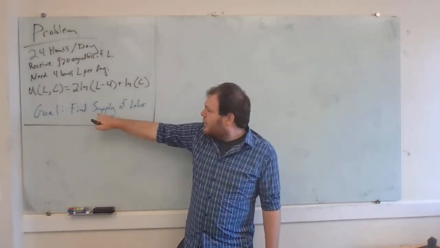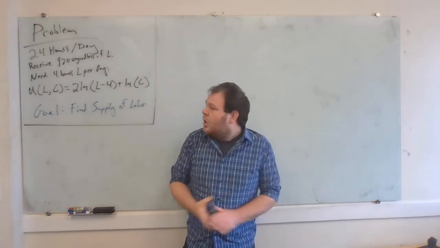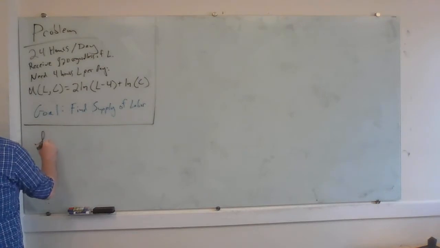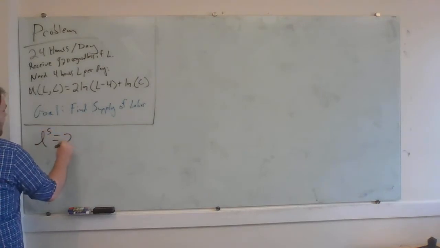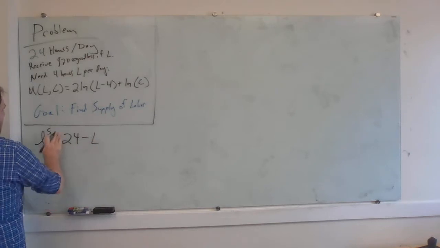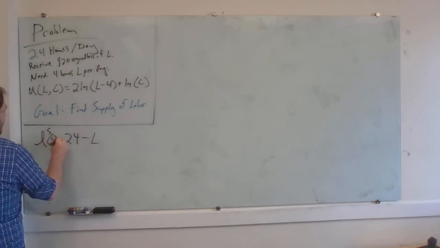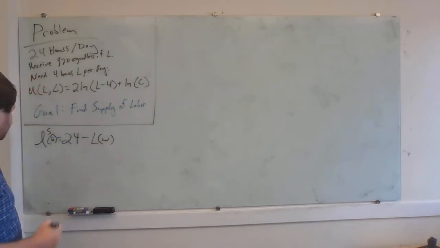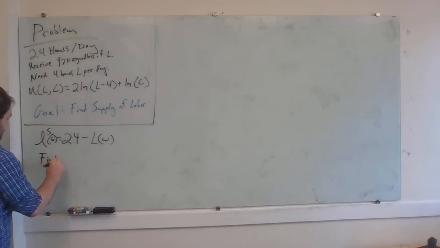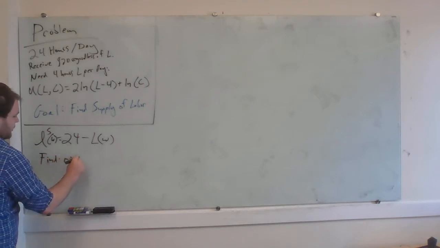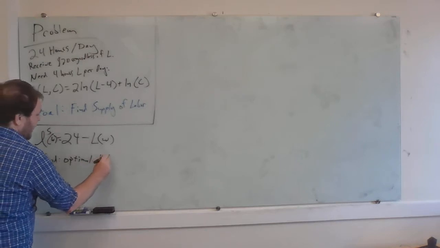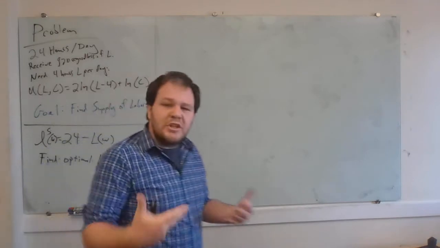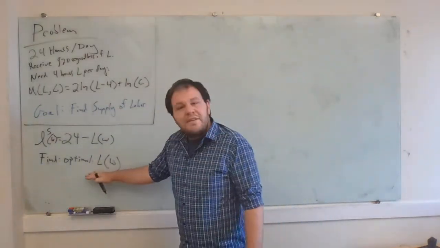So first things first, what are we looking for when we look for supply of labor? Our first objective is that my labor supply, which I'll call curly L^S, is just equal to 24 minus my choice of leisure, as a function of W. So I can figure out my labor supply by finding my optimal choice of leisure as a function of the wage. Note that we're not being given a wage here. The reason is we want to know how much this person's going to work at any given wage. So this is our goal.